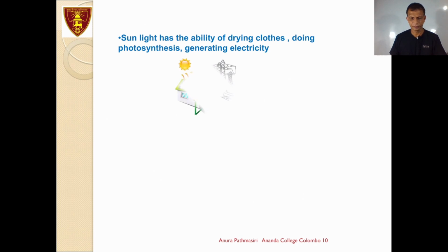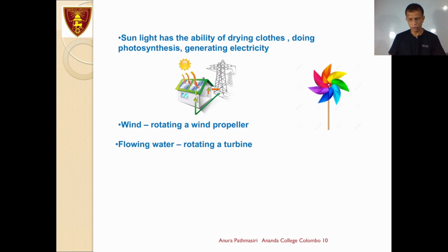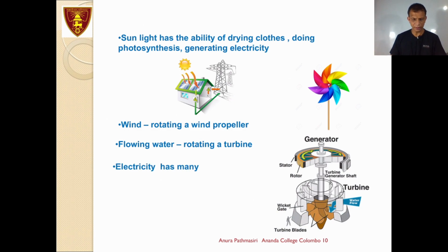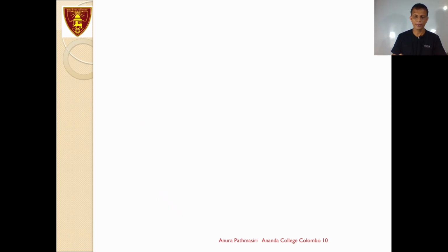And wind, rotating a wind propeller. There you are. Flowing water, or water potential energy, rotating a turbine. There you got the turbine. Electricity has many abilities. What are they? Heating, lighting up a bulb, rotating a fan, operating a TV or radio, etc.